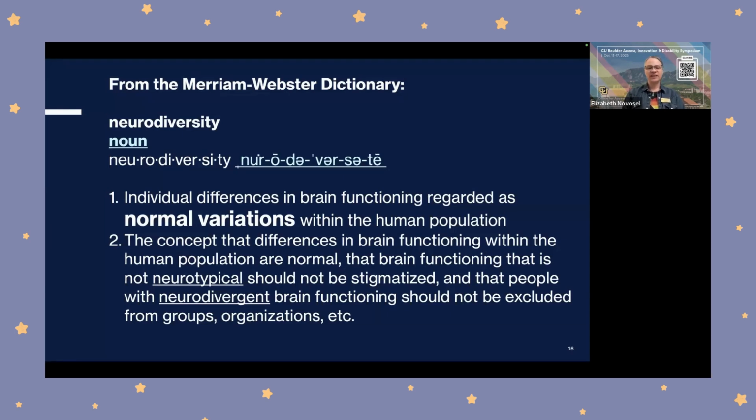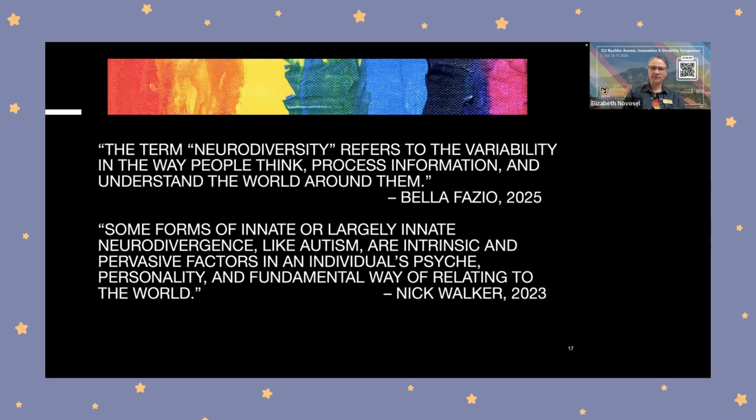So the first definition here, number one, individual differences in brain functioning regarded as normal variations, large words, within the human population. And then the second one is the concept that differences in brain functioning within the human population are normal, that brain functioning that is not neurotypical should not be stigmatized, and that people with neurodivergent brain functioning should not be excluded from groups, organizations, etc. So I thought that was helpful.